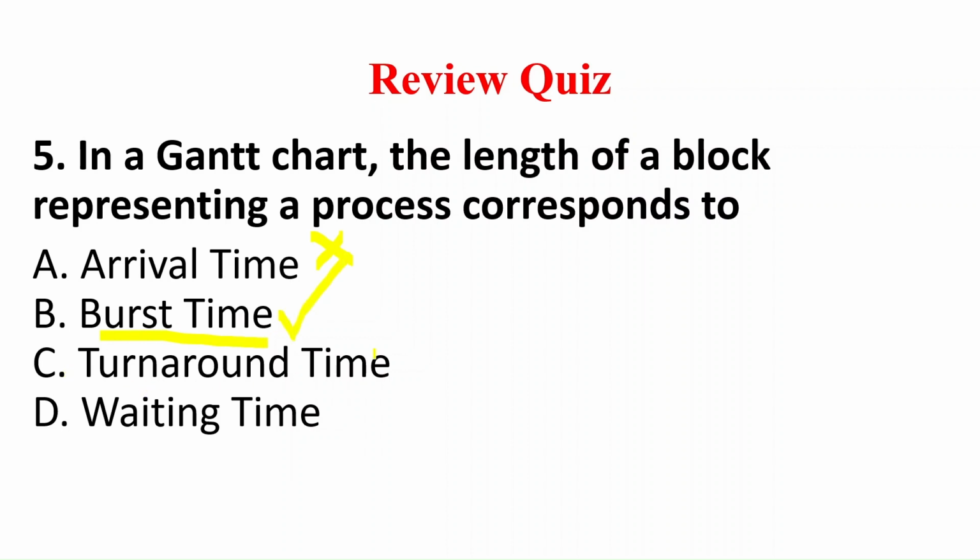Turnaround time encompasses both burst time and wait time, so it cannot be represented in the Gantt chart. Wait time is how long it is in the ready queue. That cannot be represented in the Gantt chart. So the option is burst time. In the Gantt chart, the burst time is represented as a block.